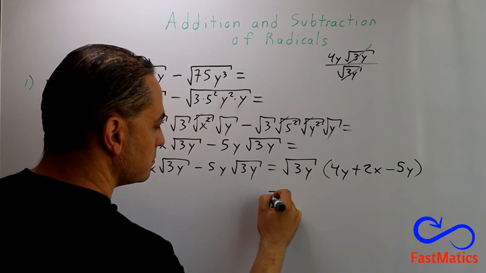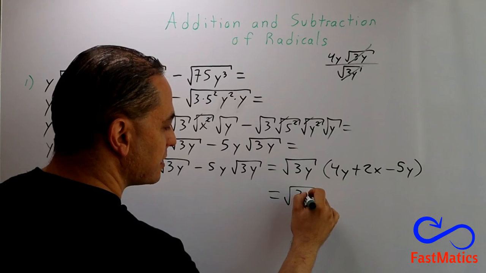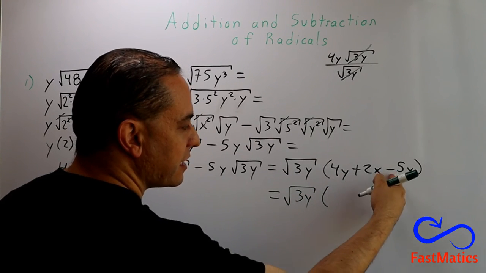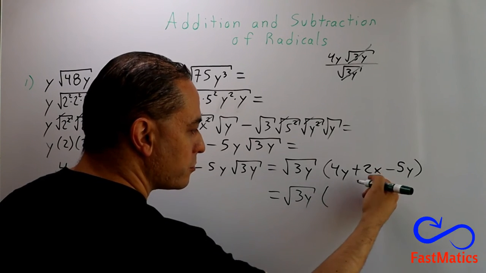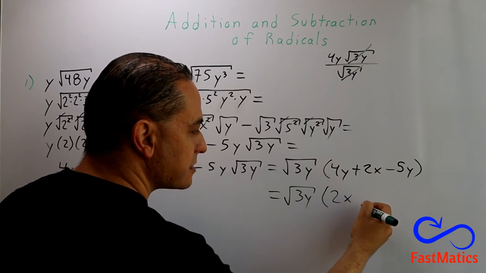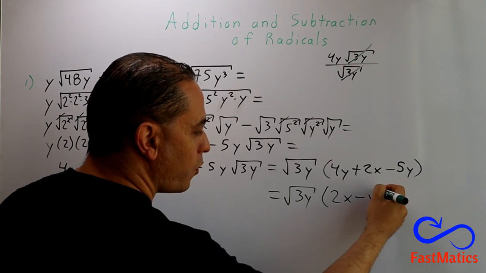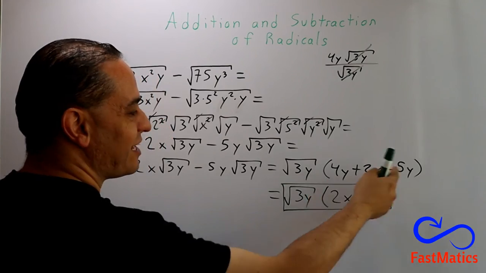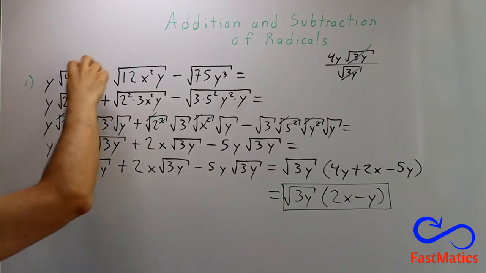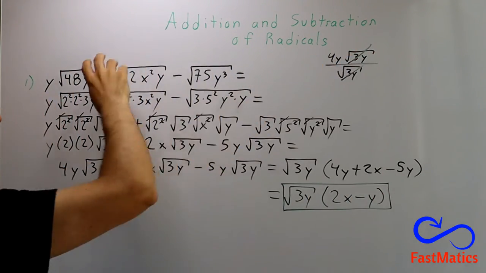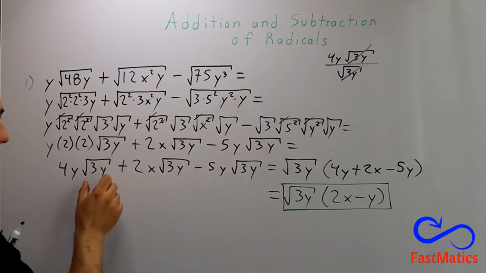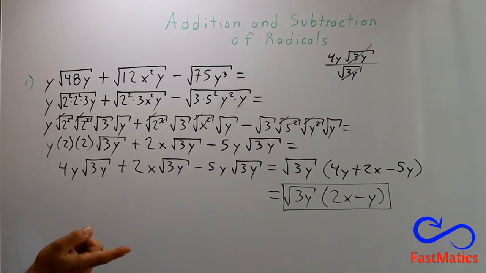Finally, we can simplify it, because here you have 4y and negative 5y. So you write 2x minus y. And that's it. Because here we have like terms. When you add and subtract radicals, you have to find like terms. And here I have like terms. Remember, addition and subtraction of algebra.